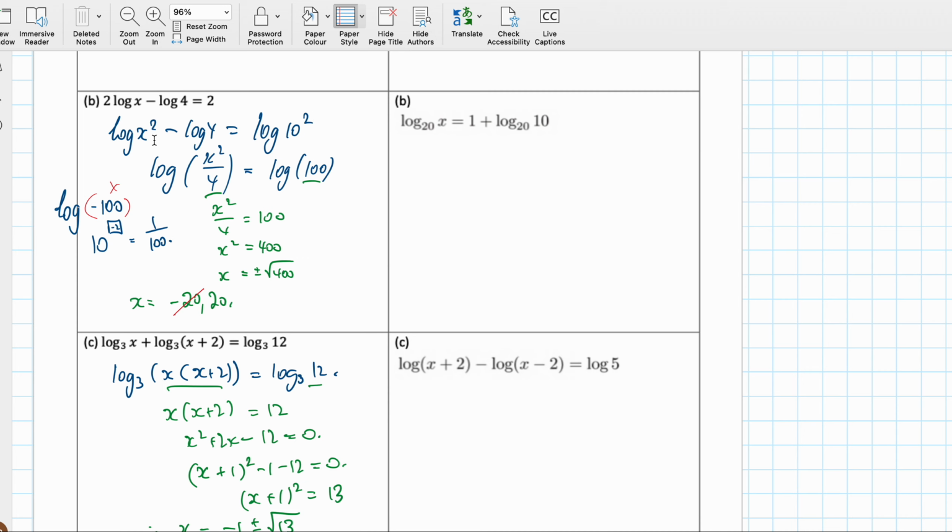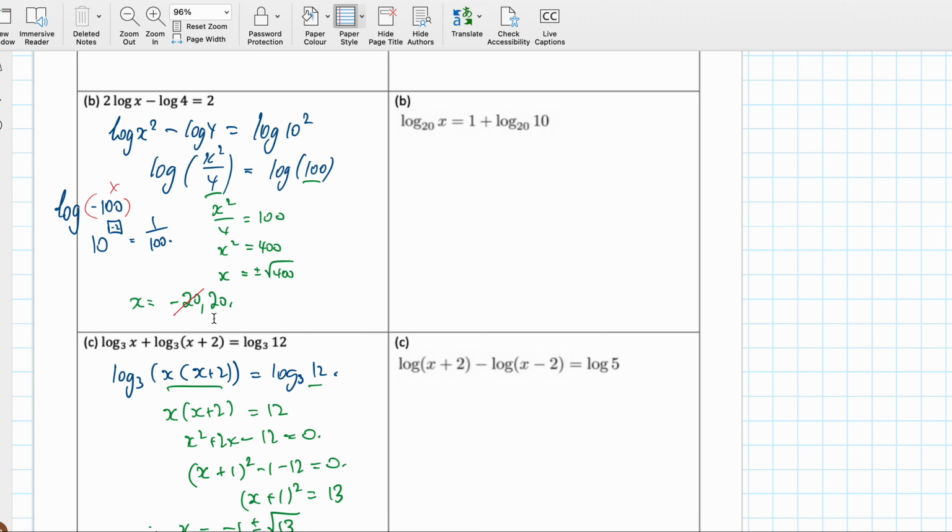Next step is we want to bring these together. So they become log of x squared on 4 is equal to log of 100. We now equate the insides. So it's x squared on 4 is equal to 100. Rearrange, times by 4 both sides. Take the square root, plus and minus, of 400. Then this is the interesting bit. Two answers come out. x is equal to negative 20 and 20.